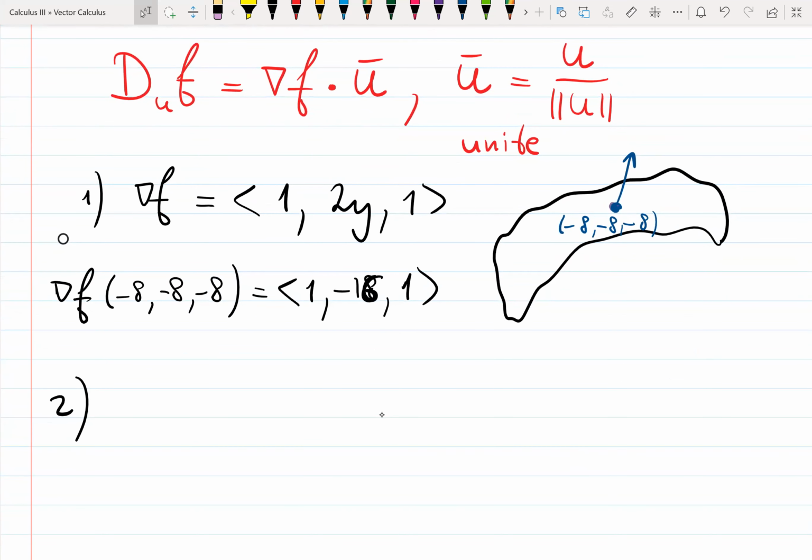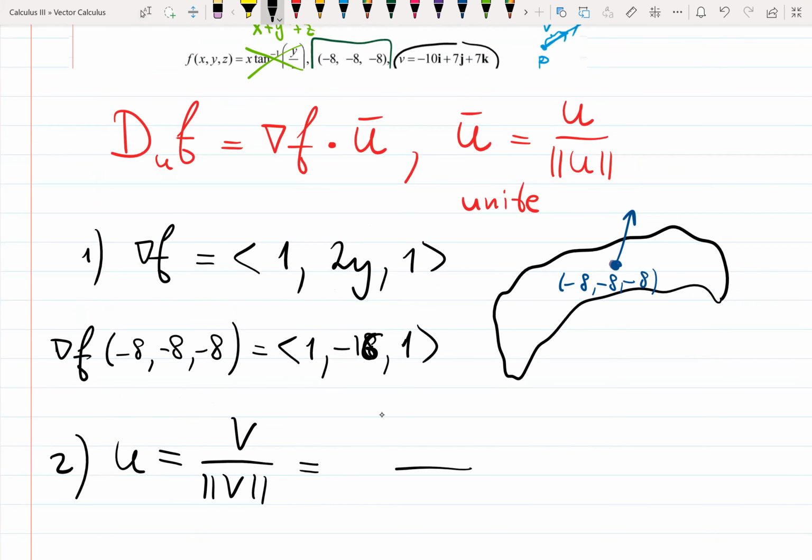Okay, good. Let's keep going. We found the partial derivatives at the point. u is not given, so we need to figure out v and divide by the size of v. V is given. It's going to be minus 10, 7, 7 divided by the square root of 100 plus 49 plus 49.